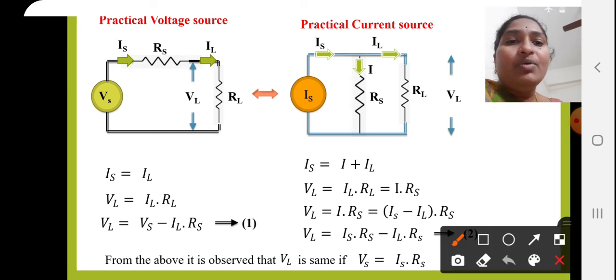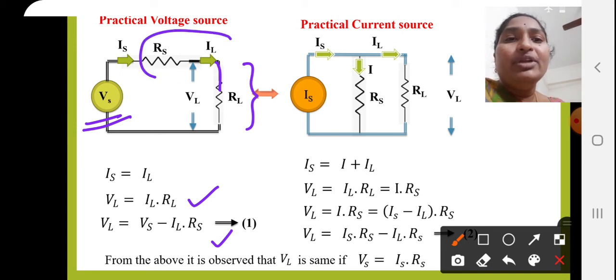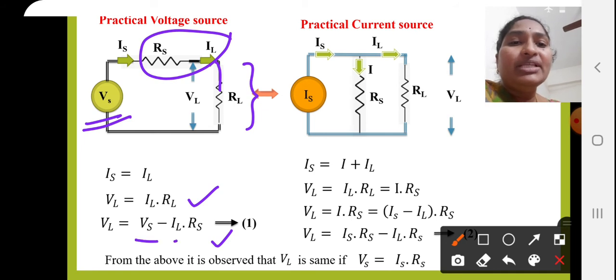Then what is VL? VL is the voltage across the load resistance. VL is equal to the current flowing through the load, IL times RL. So we have VL equal to IL into RL. Then VL is equal to Vs minus IL into Rs. We remove the drop from the source voltage Vs. What is this drop? IL into Rs. So Vs minus IL into Rs gives the load voltage VL.